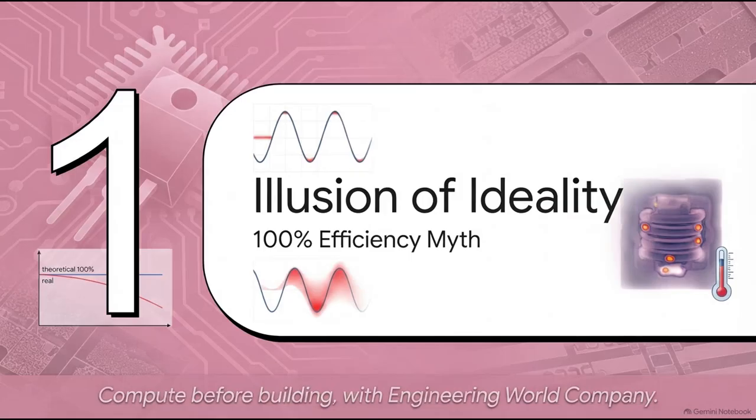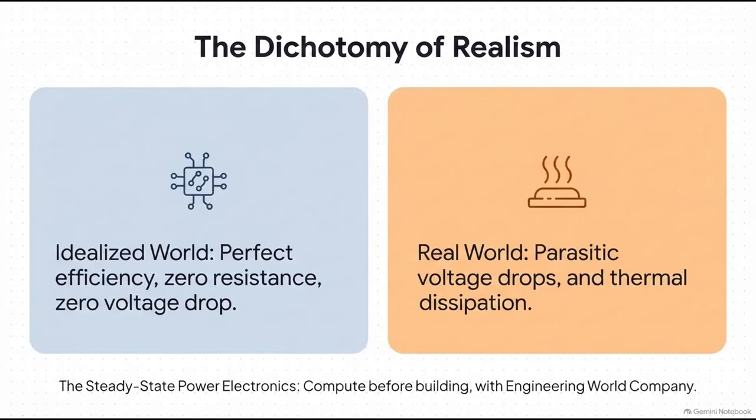Section 1, the illusion of ideality, and breaking down the 100% efficiency myth. Okay, let's dive right into this by addressing a concept that, frankly, only exists in textbooks: the ideal circuit. Before we can start engineering real-world solutions, we absolutely have to shatter this myth of a perfectly lossless system. Sure, in a purely theoretical setup, efficiency is a perfect 100%. Conductors have zero resistance, and electronic switches have zero voltage drop.